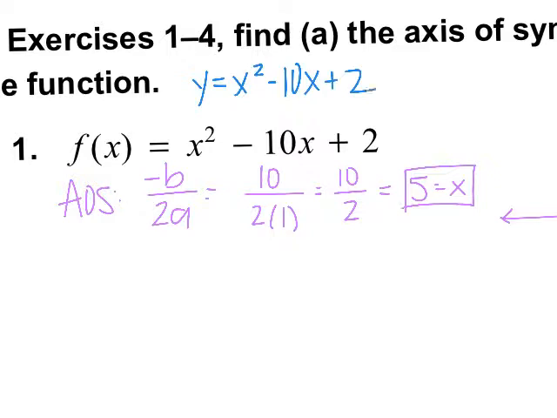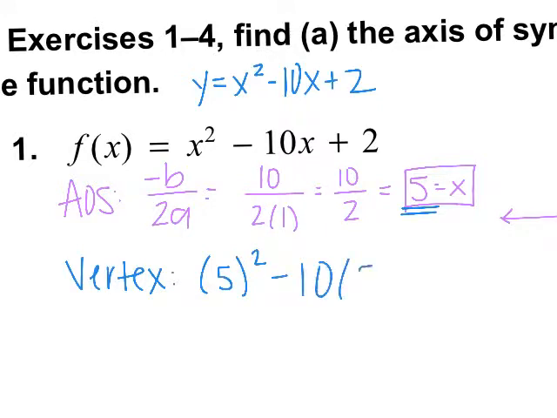So I'm going to use this value that I got for my axis of symmetry. So I'm going to use 5 to calculate my y. So my vertex then is going to be 5 squared minus 10 times 5 plus 2. Okay, so basically what I did was just take that equation and everywhere I saw an x, I put a 5 in its place. Okay, that's going to give me out my y value that I want.